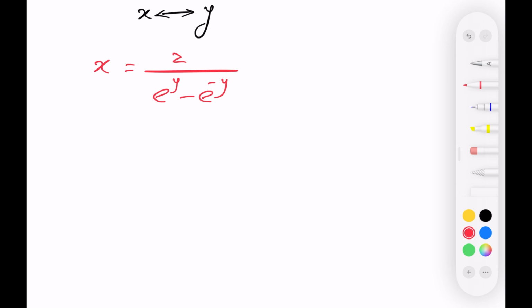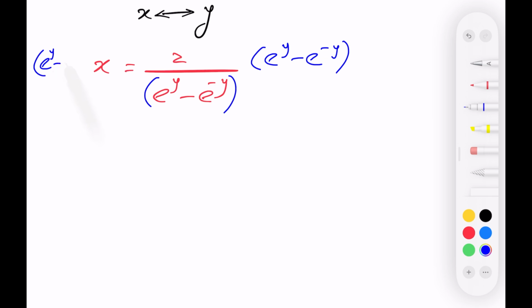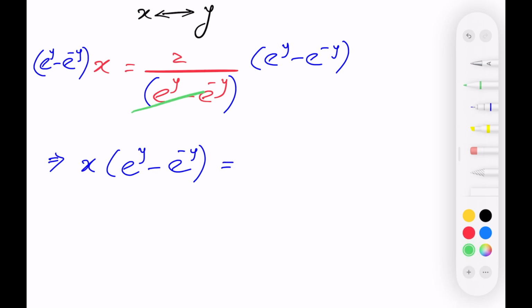I will multiply both sides of this equation by e to the y minus e to the negative y. On the left hand side also I will have e to the y minus e to the negative y. When I do this multiplication, on the left hand side I have x times e to the y minus e to the negative y. On the right hand side you can see that these two terms can be divided out. Therefore, on the right hand side I just have a 2.